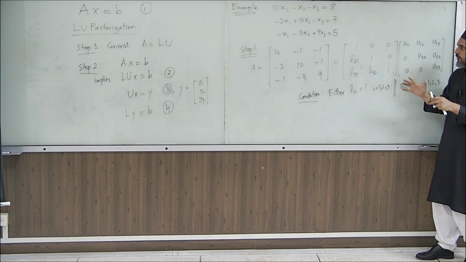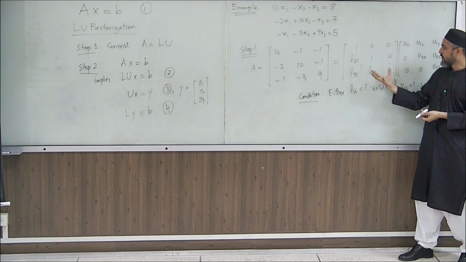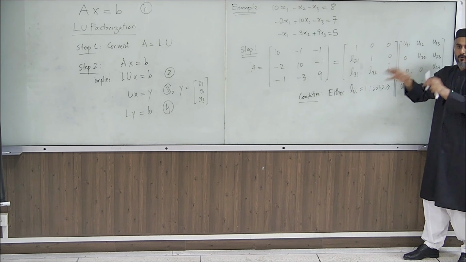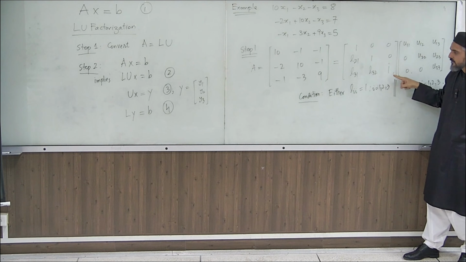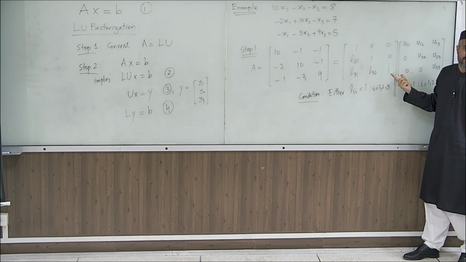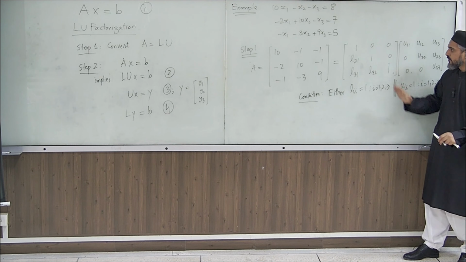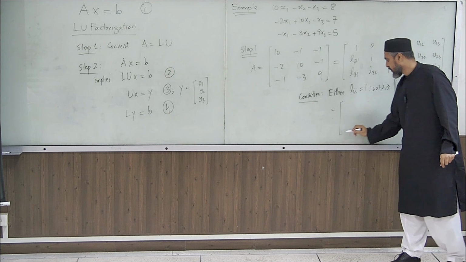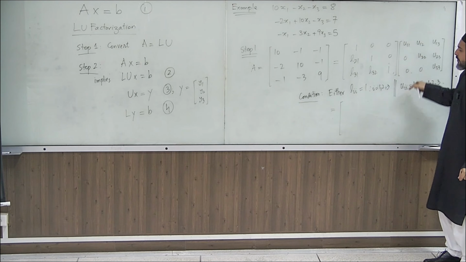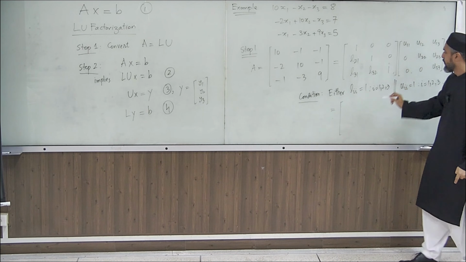So how to convert a matrix into an LU form? Just write the lower and upper triangular matrices, and then impose a condition that, let's say, on the main diagonal of the lower triangular matrix we're going to take the value 1. So L11 is 1, L22 is 1, and L33 is 1. If I impose this condition and multiply both the matrices, what am I going to get?